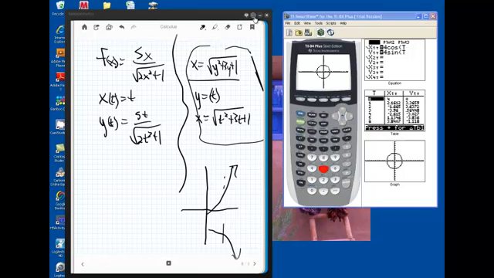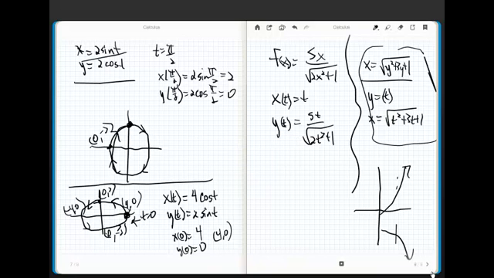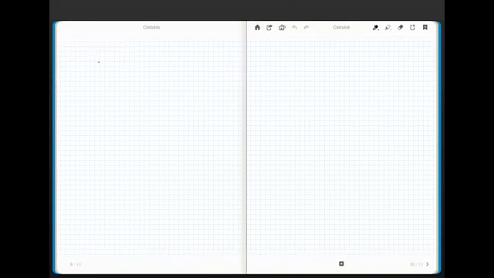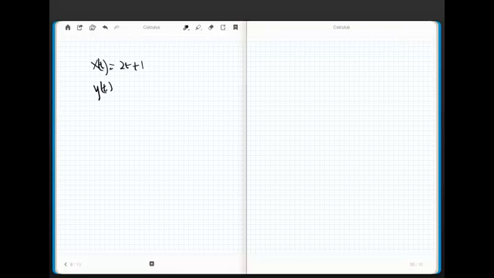Now, let's get back over here. The hard part is, let's say that I let x of t equal 2t plus 1, and I let y of t equal the square root of t squared minus 3. If I want to convert this into a straight up function f of x, then I have to solve for t over here. So this is true if and only if t is equal to (x minus 1) over 2.